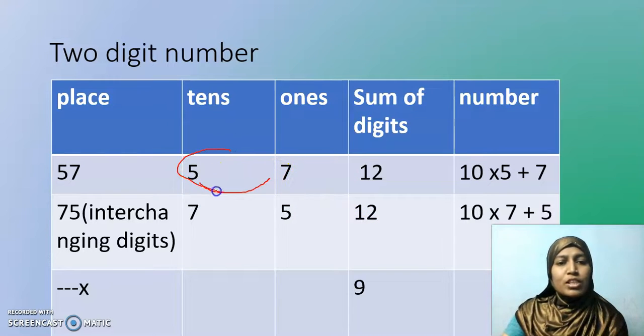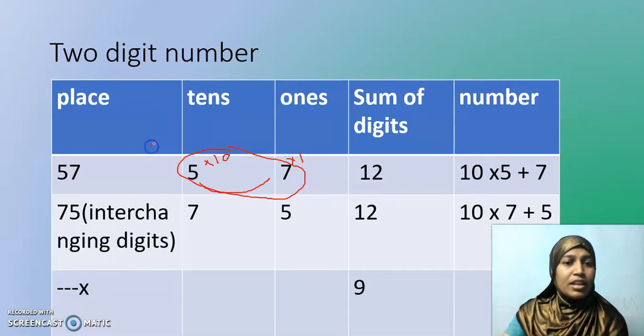How did we used to expand this number when we were in smaller classes? We used to write 10 into 5. This is in the tens place, so we multiply by 10, and this by 1. If we have a hundreds place, in the hundreds place we used to write into 100. Do you remember? Yes, the same thing I am following here. 10 into 5 plus 7. Similarly here, 10 into 7 plus 5.